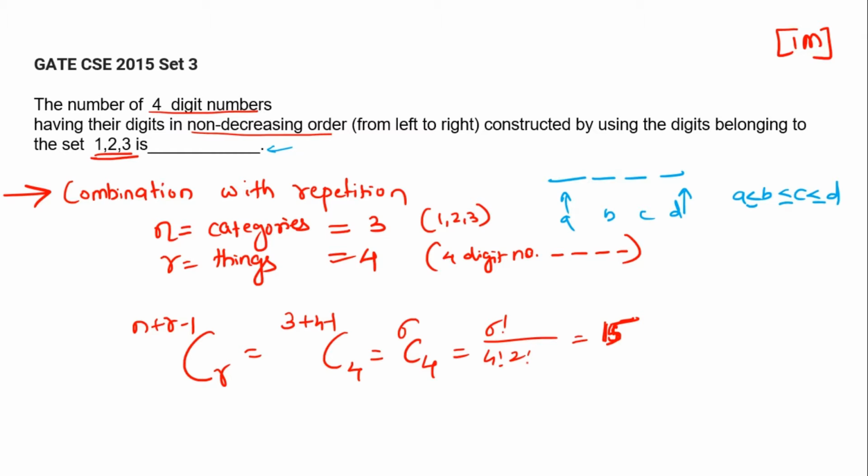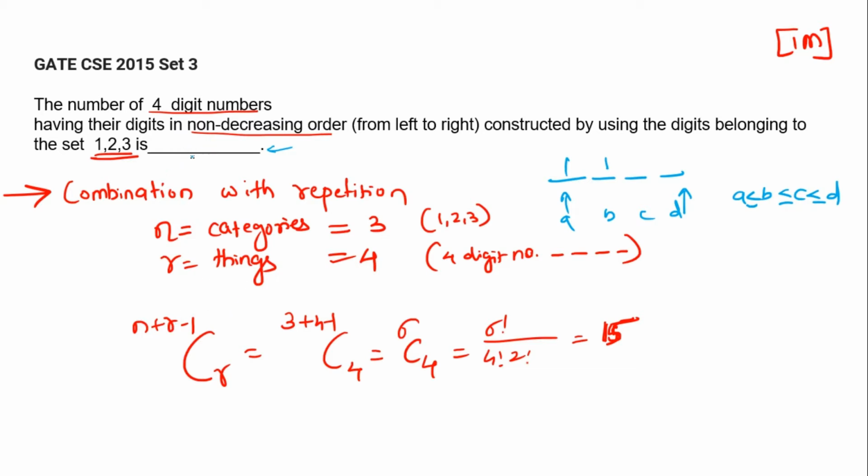Now this is a special kind of number where we can have multiple repeats. If we have placed one over here, we can also place one over here. So this is a kind of selection with repetition. The formula for selection with repetition is (n plus r minus 1) combination r, where n is how many categories there are, and r is how many things we have to select.